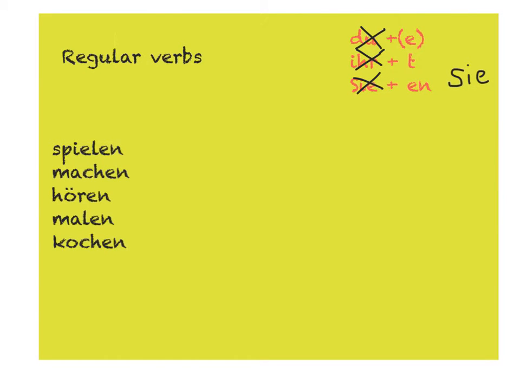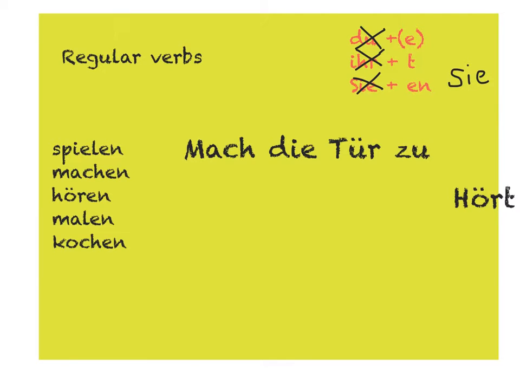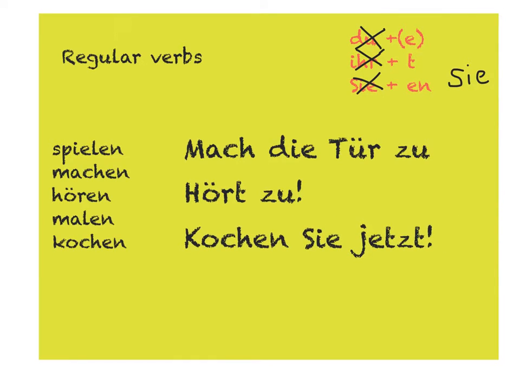So these endings of e, t and en with the pronoun Sie following the verb work with most regular verbs. For example, spielen, to play, machen, to do, hören, to listen, malen, to paint, kochen, to cook. Therefore, if I wanted to say close the door to someone I know well, mach die Tür zu. If my class wasn't listening very well, I would tell them, hört zu. And if I wanted my MasterChef competitors to start cooking, I would say, kochen Sie jetzt.